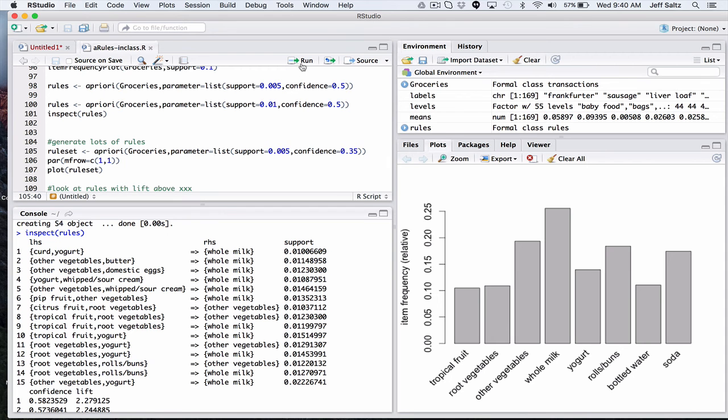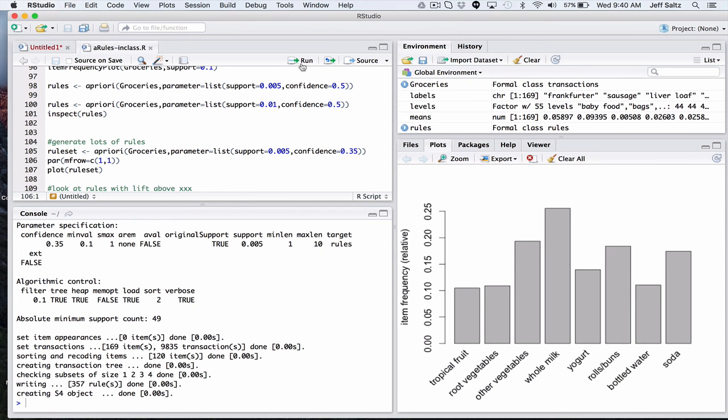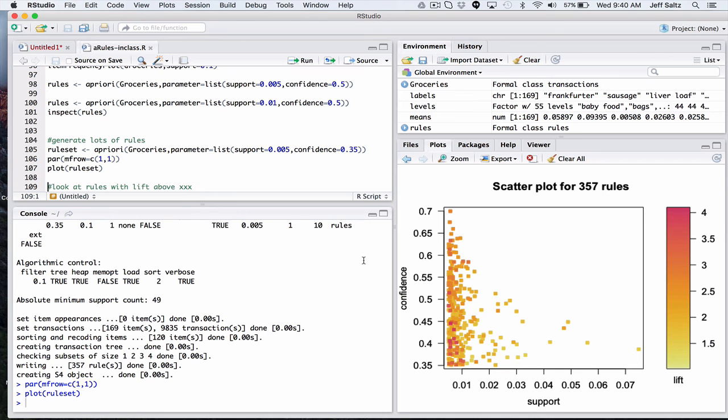Try to run it again. This time maybe we'll generate a lot more rules because we lowered the support and the confidence. So obviously that means we're going to create more. And here what we did is we plotted all the rules. Since we have so many, the plot is probably a better way to represent it than just visually looking at the rules. But you can see it ranges in terms of the level of support, as well as the confidence, and then the lift. The red ones have more lift associated with it.